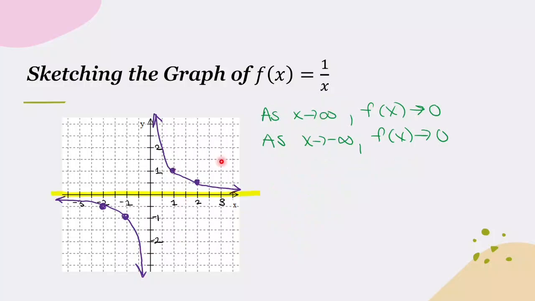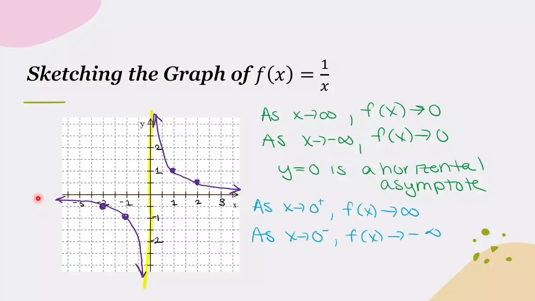As x goes to positive infinity on the right side of the graph, the y values are approaching 0. On the left side of the graph, the y values are also approaching 0. We can describe this behavior by saying y equals 0 is a horizontal asymptote. Again, that means the y values are approaching 0 at the ends of the graph.